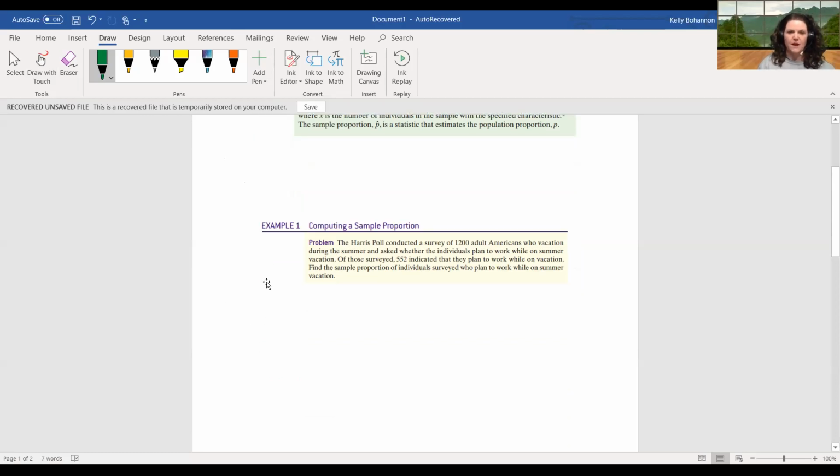Computing a sample proportion. The Harris poll conducted a survey of 1,200 adult Americans who vacation during the summer and asked whether the individuals plan to work while on summer vacation. Of those surveyed, 552 indicated that they plan to work while on vacation. Find the sample proportion of individuals surveyed who plan to work while on their summer vacation. This is a sample because it would be impossible to survey the entire American adult population, so instead they just surveyed 1,200 of them.